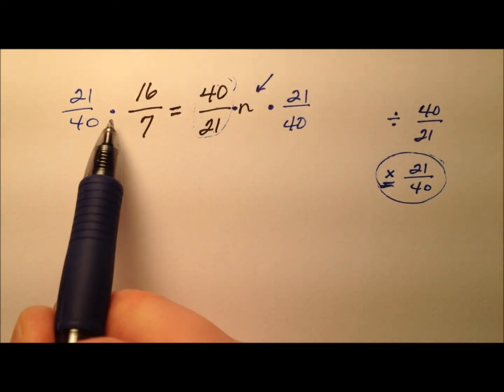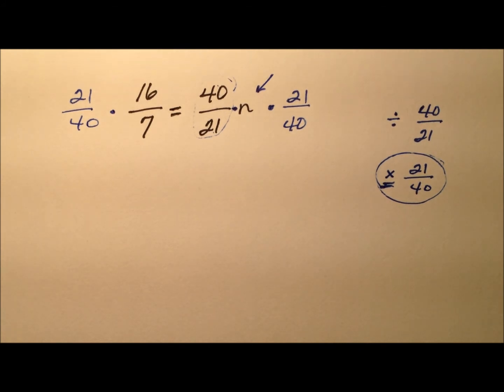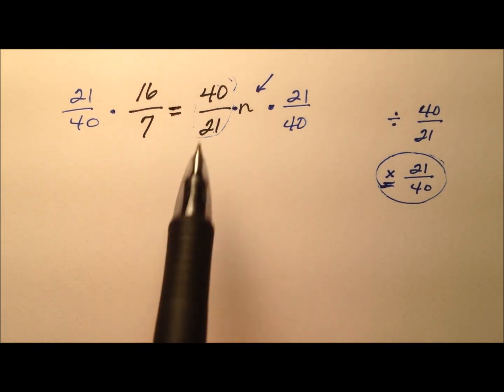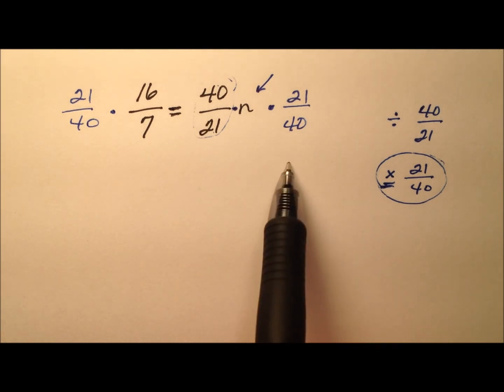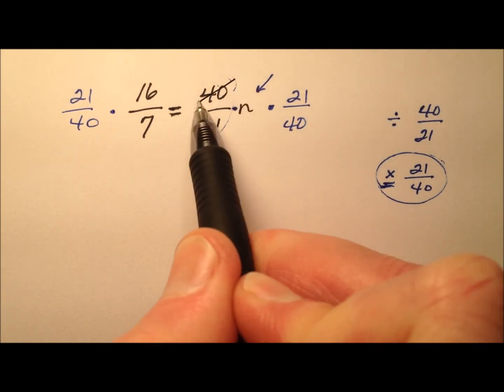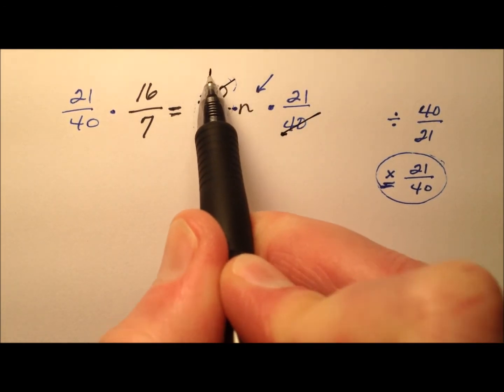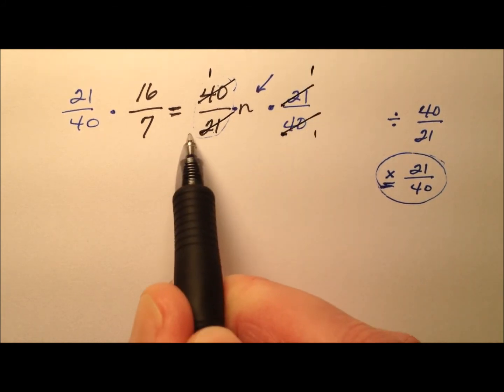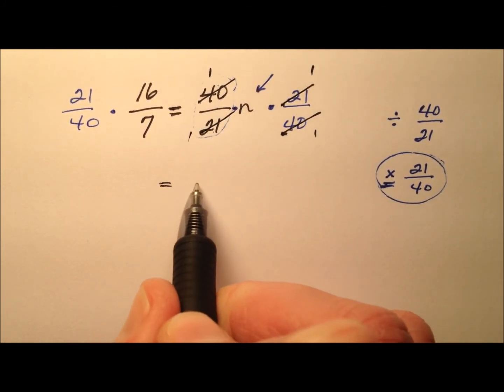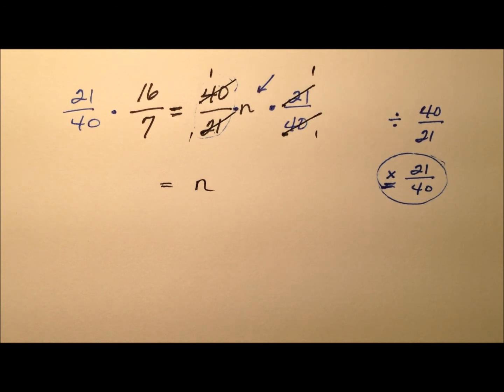And of course, this is using our multiplication property of equality, which just says that if you multiply a value on one side of the equation, you need to also do it on the other side to keep everything nice and equal. Over here on the right side, you'll see some nice things because, of course, the 40s cancel and the 21s cancel. We've got just ones everywhere. So our n is indeed by itself.